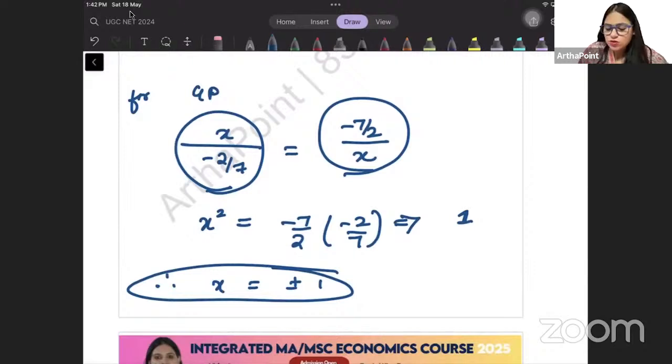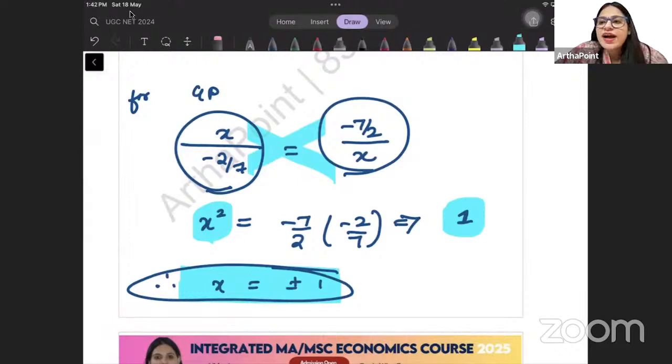Very simple. So when you will be solving for X, you will get X square is equal to 1. This can go here, this can go here. And X will be plus minus 1. So there are 2 values of X, plus minus 1.